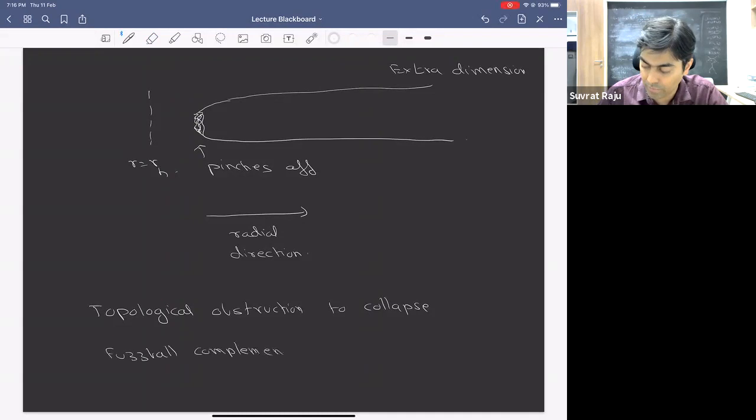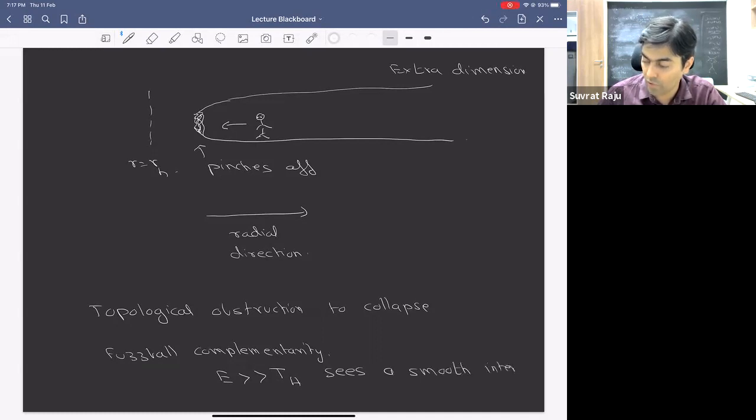Fuzzball Complementarity is the statement that if you have an observer who probes the geometry at energies much larger than the Hawking temperature, then this observer would somehow excite. So let's say you had an observer who's falling in. If this observer is much smaller than the black hole, then this observer would excite these degrees of freedom in just the right way to see a smooth interior.